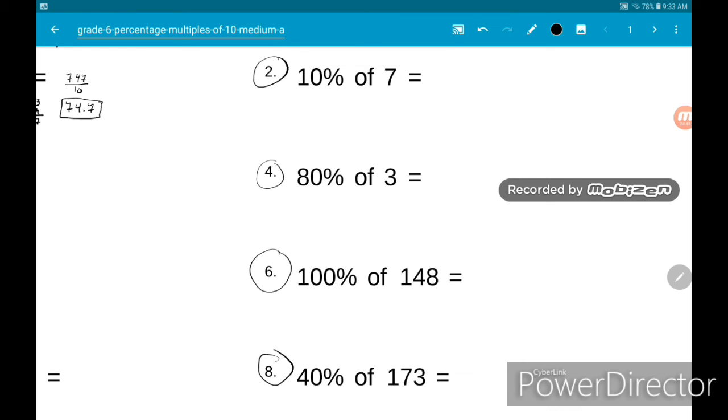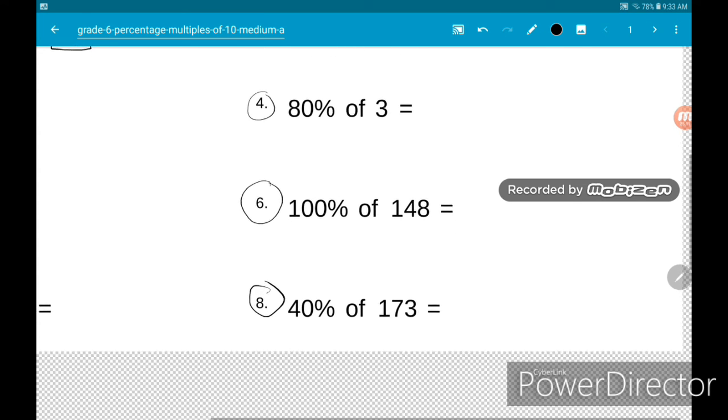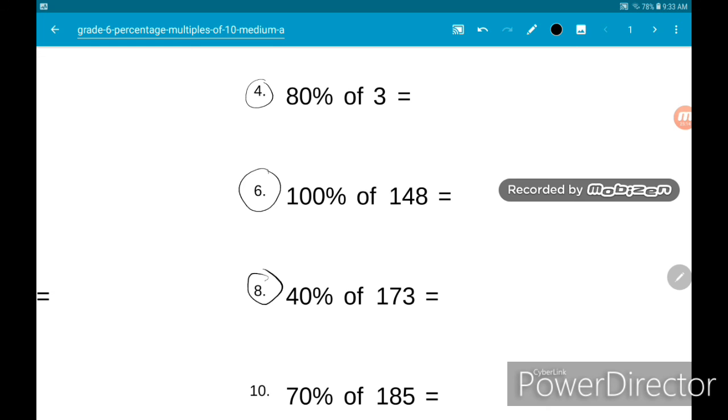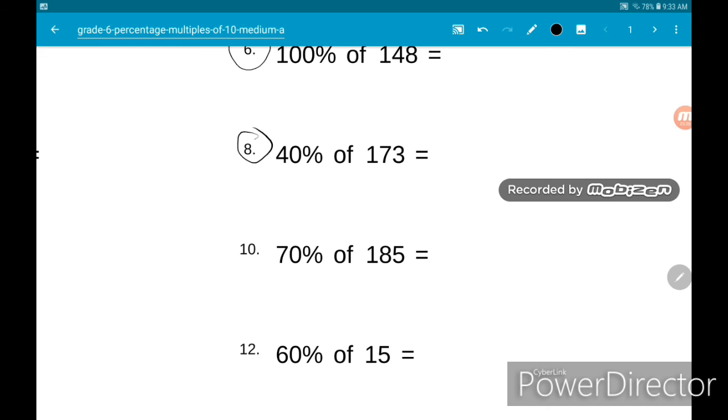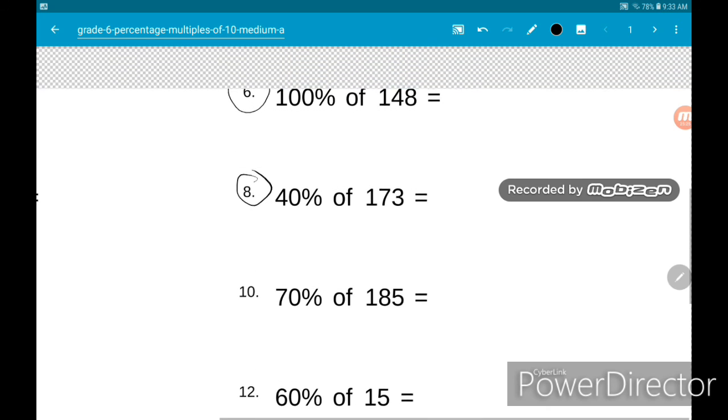Okay, 10% of 7. 80% of 3. 100% of 148. And the last one's hard to see. 40% of 173. That's your homework. This is easy. Till Friday. Can you go back up to the first one?